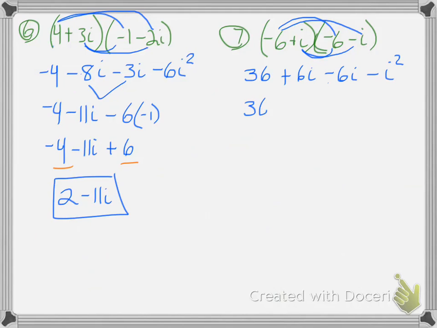So I have 36. What happens with these two in the middle? Positive 6i, negative 6i cancel out, and this becomes minus i squared, which we're going to change to negative 1, and minus negative 1 then becomes plus 1, and 36 plus 1 is 37. So sometimes it can happen to where the i's will cancel out and you end up with a real number with no imaginary part.